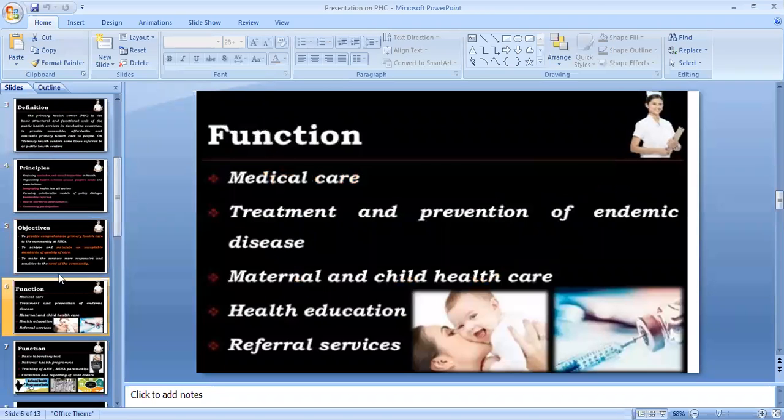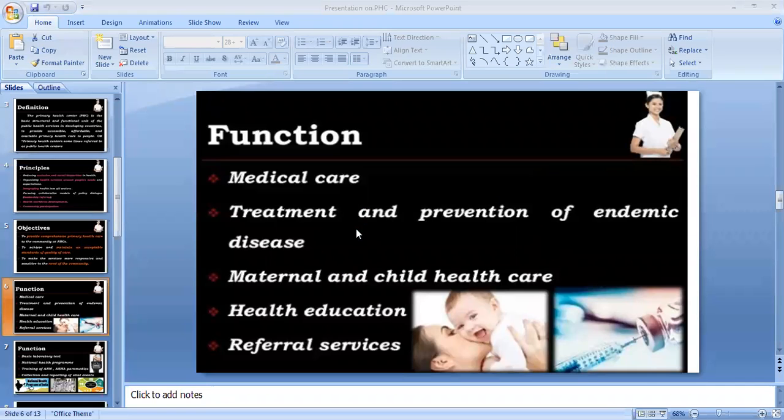Next is function. What does this primary health center actually do? The primary health center used to provide all types of medical care. They used to provide treatment and prevention of endemic disease. Endemic is what? A disease which is covering a specific area. Okay, that is endemic.